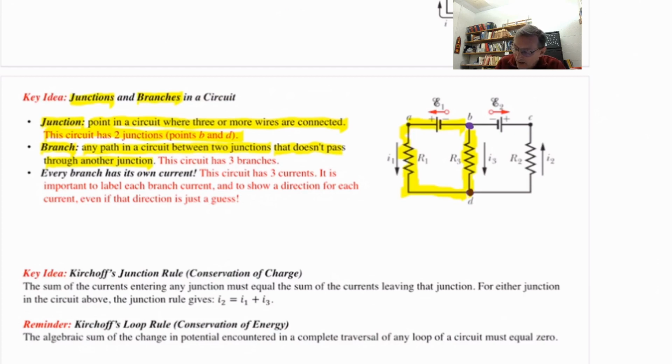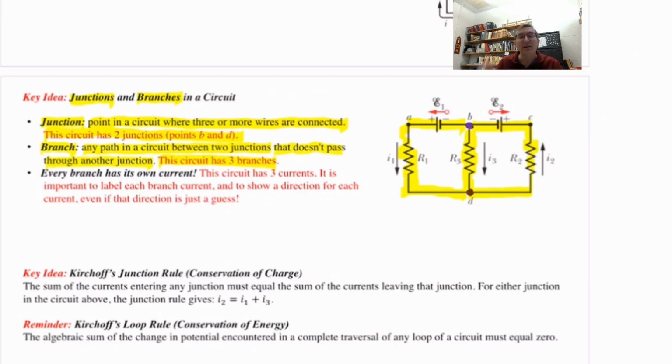Or I could go from B to the right and then down through R2 and then to the left. And that's a third way to go from B to D. And so that's a third branch. And there is no other way to go from B to D. So this particular circuit has two junctions and three branches.